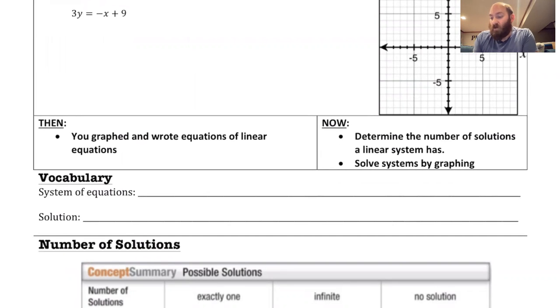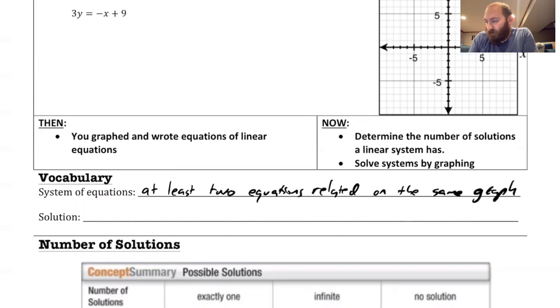solution. So a system of equations is when I have, technically speaking, I could say at least two equations related on the same graph. Okay. Now, at least two equations related on the same graph. Technically speaking, I could apply this to real life terms, and we will do that in the future, but it's just still, there's some kind of relation between the two lines.